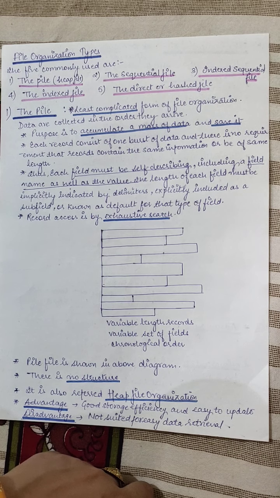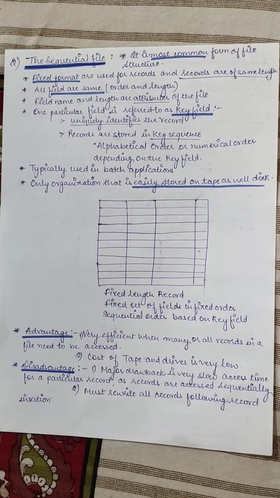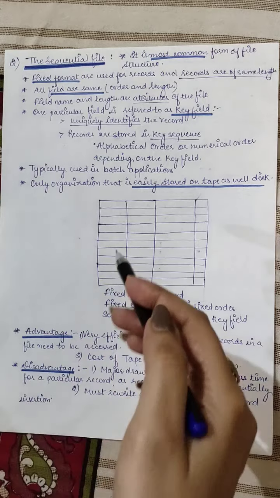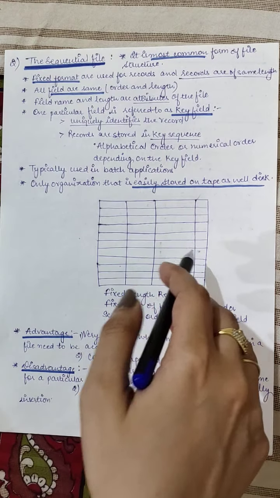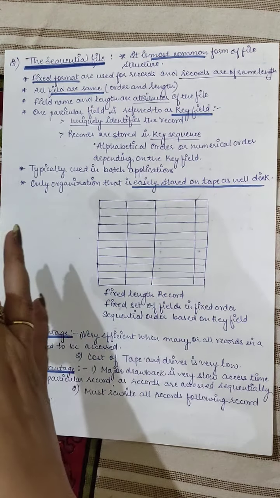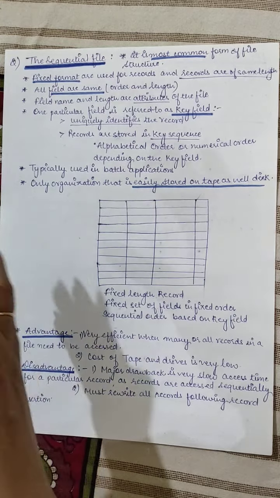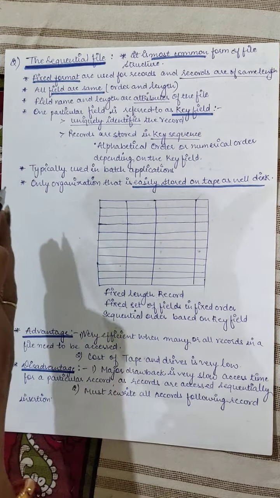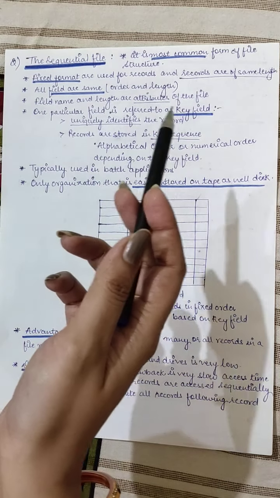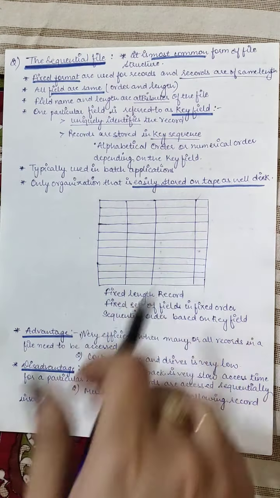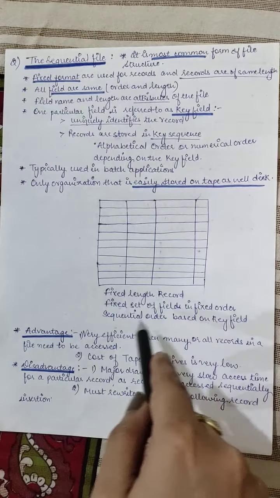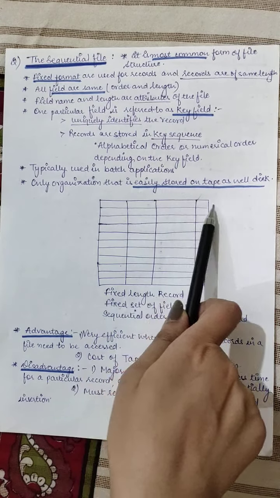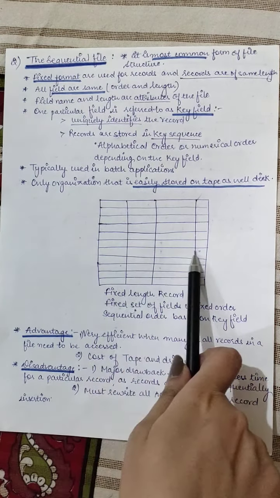Next we will be seeing the sequential file organization. So this is the diagram for sequential file organization. ये सबसे ज़्यादा यूज़ होने वाला स्ट्रक्चर है, यानी ऑर्गेनाइजेशन है हमारा, सबसे कॉमनली यूज़ होता है. Actually, there is a fixed format, right? The fixed format is used for records and records are of the same length. So if you see this diagram, then it is showing the length of the records is fixed, right?